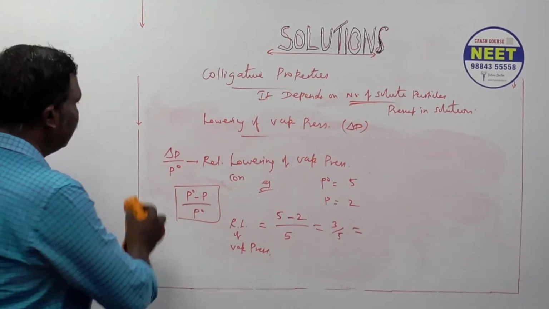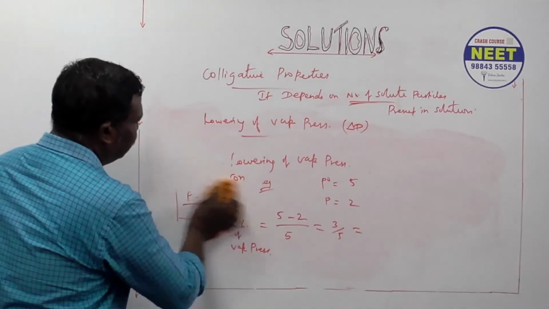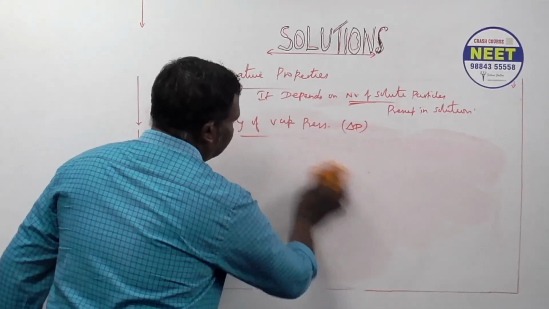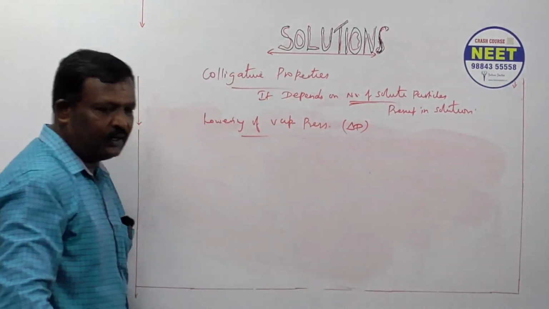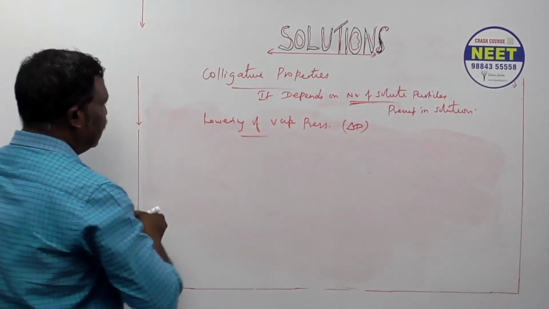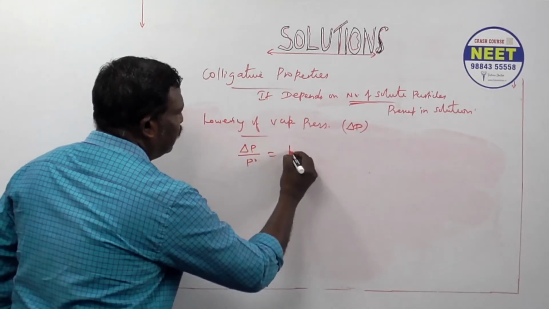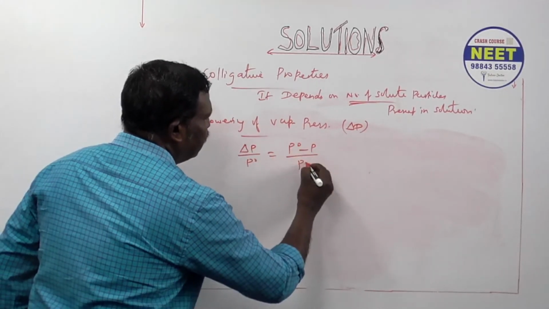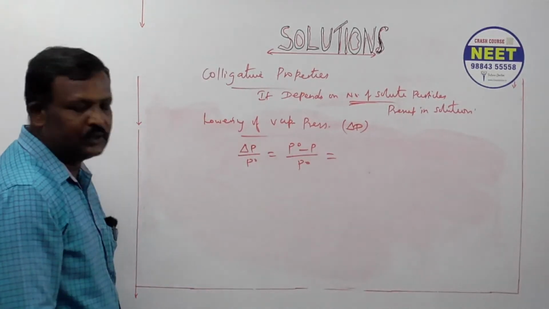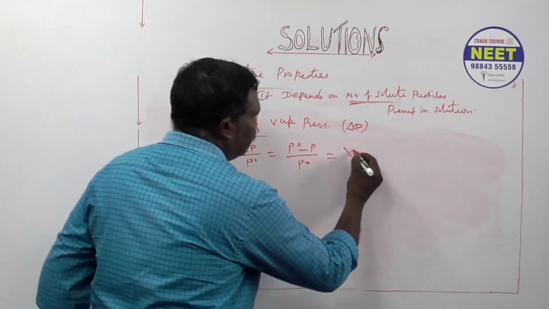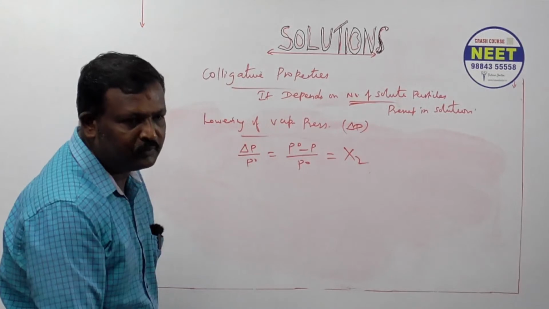Now I'm going to give the final formula. That is, del P by P naught is equal to P naught minus P by P naught, which is equal to, they are saying, x2. X2 is nothing but what?